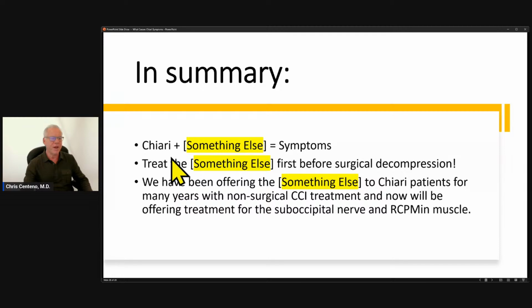So again, in summary, Chiari plus something else equals symptoms. Keep coming back to that because I think this is where the real money lies here, if you will, meaning this is really where the real efficiency in trying to treat Chiari probably lies. Treat the something else first before surgical decompression. And we've been obviously doing that for quite some time now, and we're going to add this other treatment in. We'll do some research on it first to make sure that we can deliver that this really works for Chiari patients.